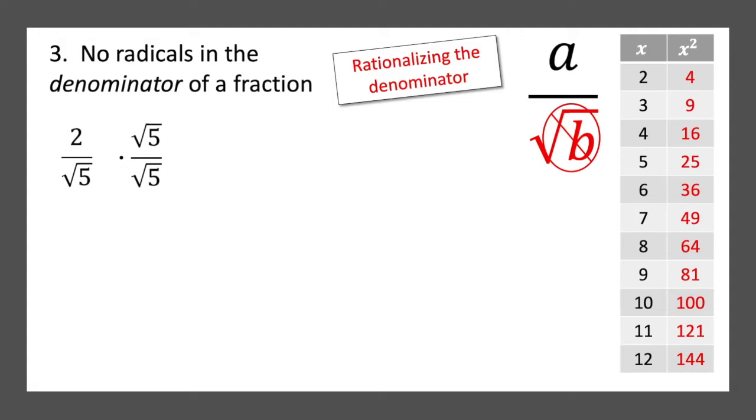And if you look just at the bottom here, square root of 5 times the square root of 5 is just 5. And then the top is 2 times the square root of 5. And we can leave it like that. Let's try another one.